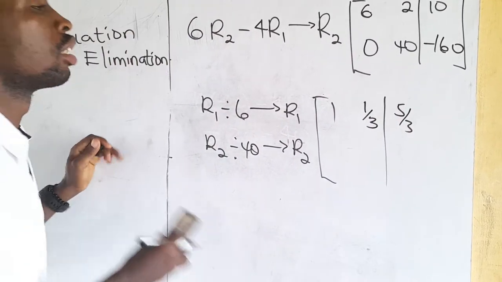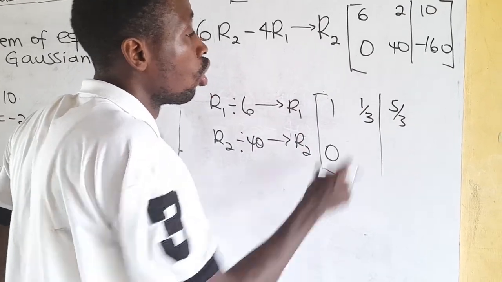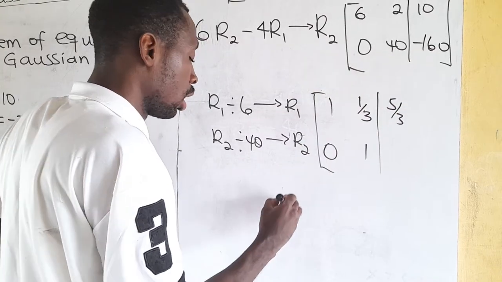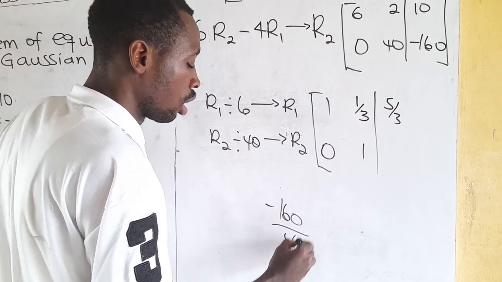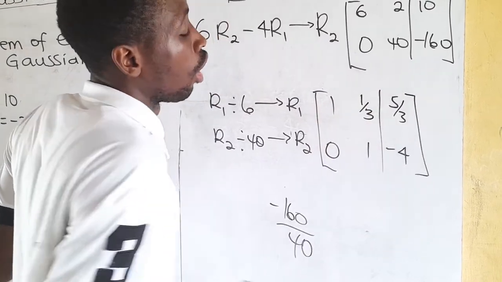The next, 40 will divide the whole of this. 0 divided by 40 will be 0. 40 divided by 40 will be 1. The negative 160 divided by 40, that will be negative 4. I hope you get that.